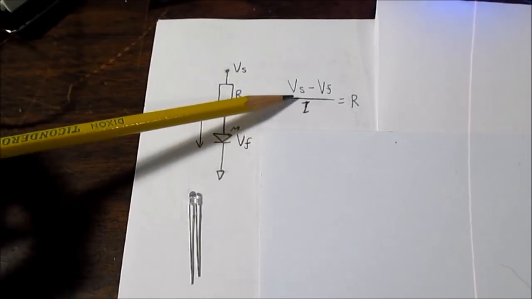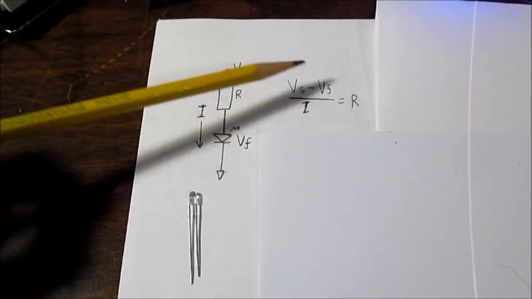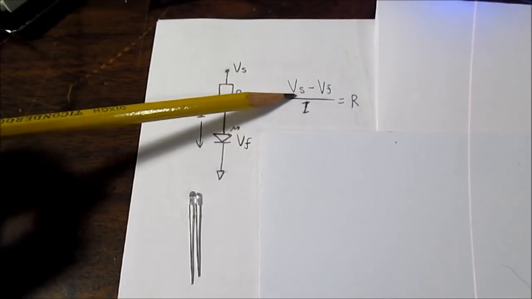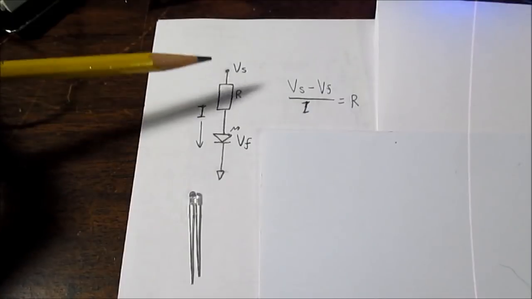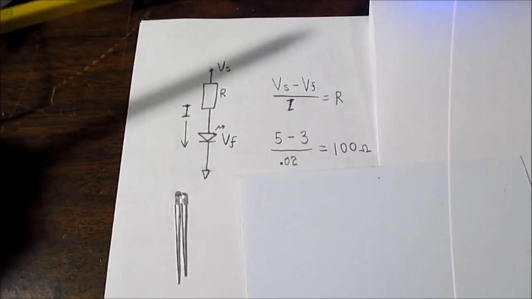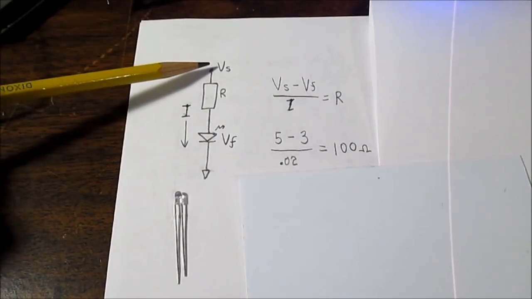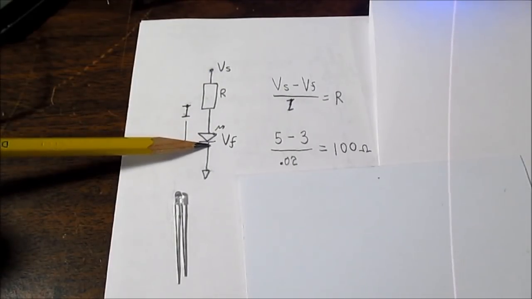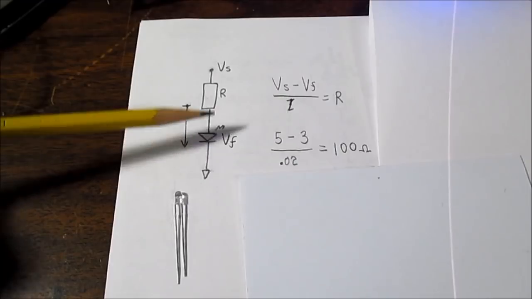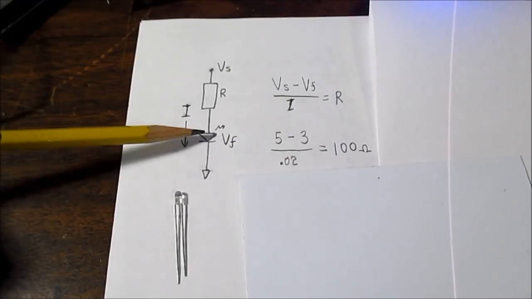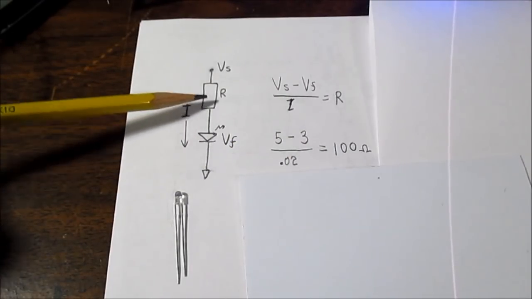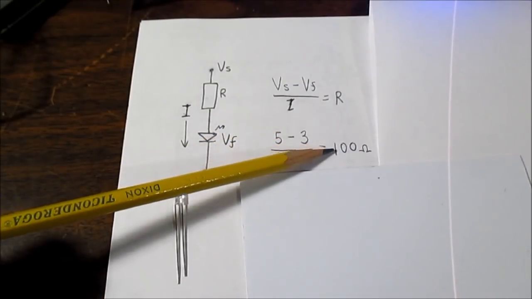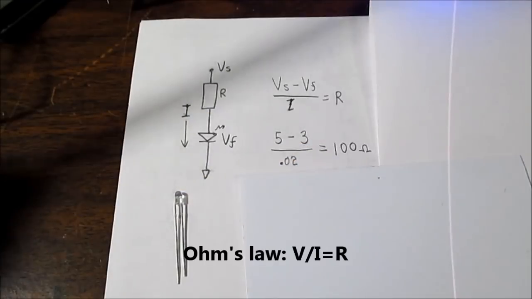So how do you figure the value of this resistor? Well, it's quite simple. You just take the supply voltage minus the forward voltage drop of your LED and divide it by the current that's going through the circuit. So to make an example, let's say we have a supply voltage of 5 volts. We're using a blue LED which has a forward voltage drop of 3 volts, and we want to put 20 milliamps through the LED. Well, we put in the formula here and we get 100 ohms.